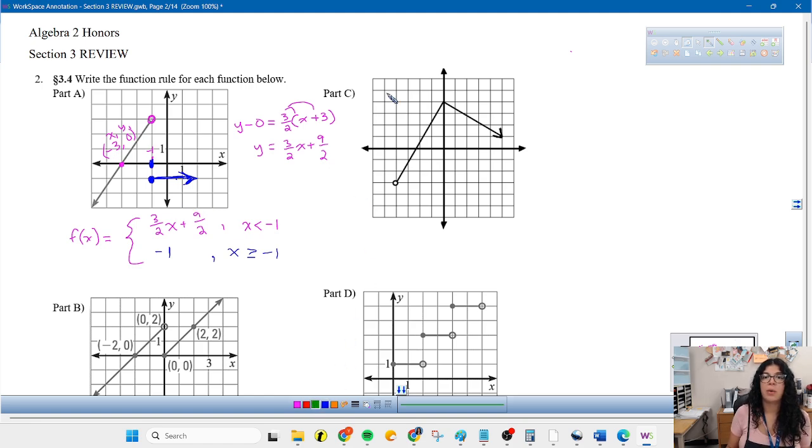Okay, part C. We have again here two lines. I'm going to label this one g of x just to be different.